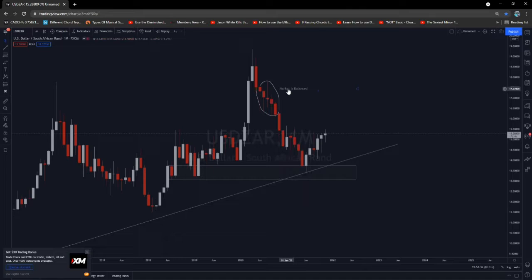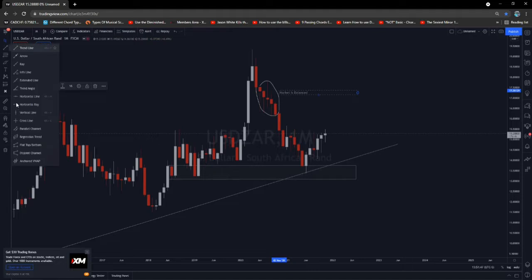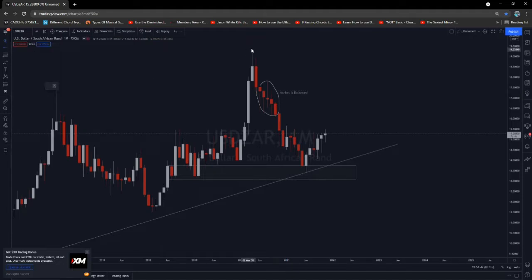So the idea behind this is that if we get a strong push to this area, we should be in a position where we are eventually able to break through it, right? And then we have this all-time high as our area of liquidity. Will the market make its way all the way to that area? I'm not sure. Could not. The imbalance is here.